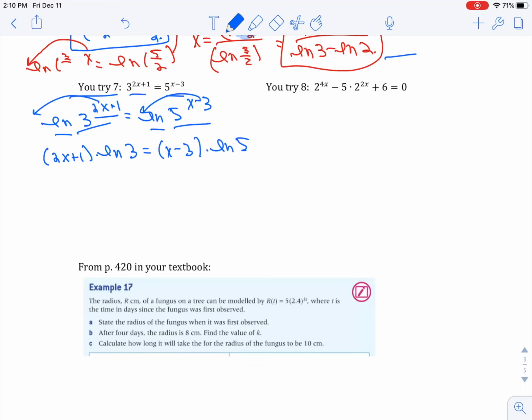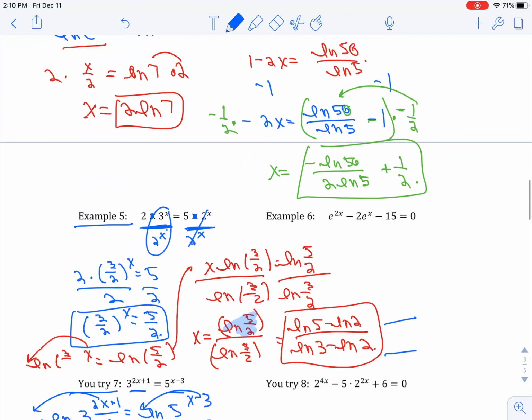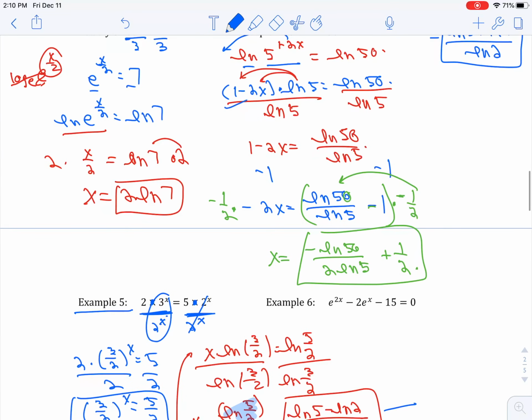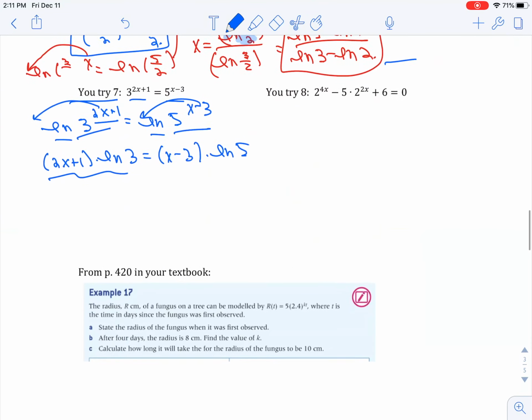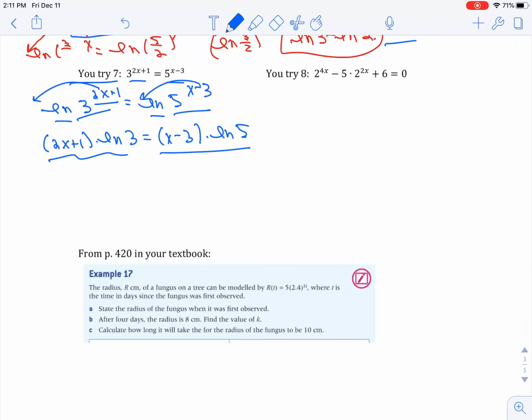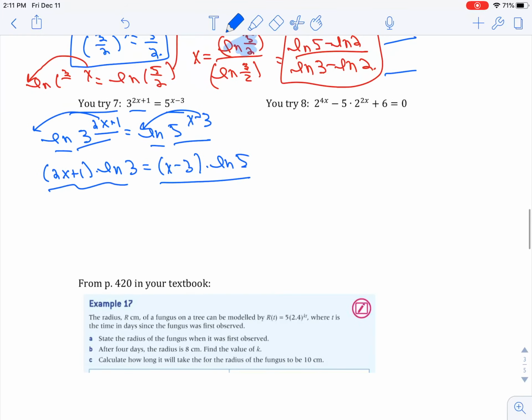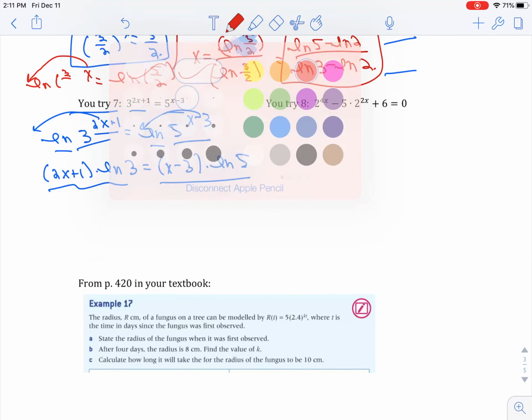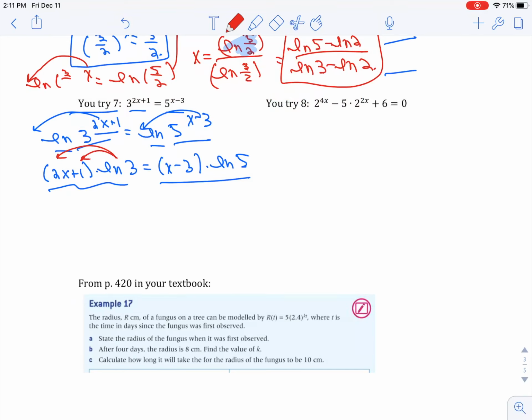Now, in one of the last problems, when we had something like this, back here in this problem right here, rather than distributing this, we divided both sides by ln, and we ended up with sort of a messy arithmetic thing going on here, but it was okay. This one, though, because it's going on both sides, is a little more complicated. So what we're going to have to do is actually distribute. So I'm going to distribute the ln3 to both of these terms and the ln5 to both of these.